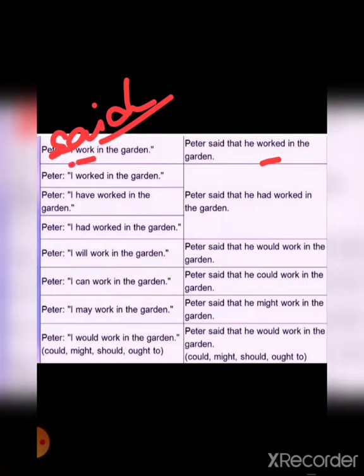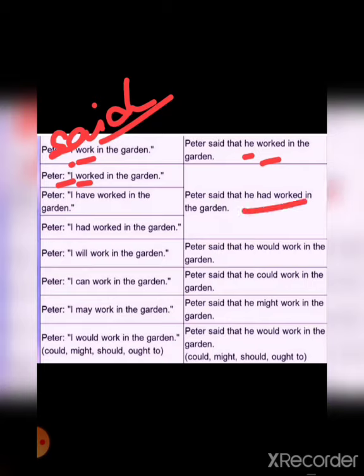So I will change to he and work will change into worked. Okay. Peter, I worked in the garden. Here it is past tense, and outside, said, is also past tense. So that is why the sentence will change into past perfect tense.